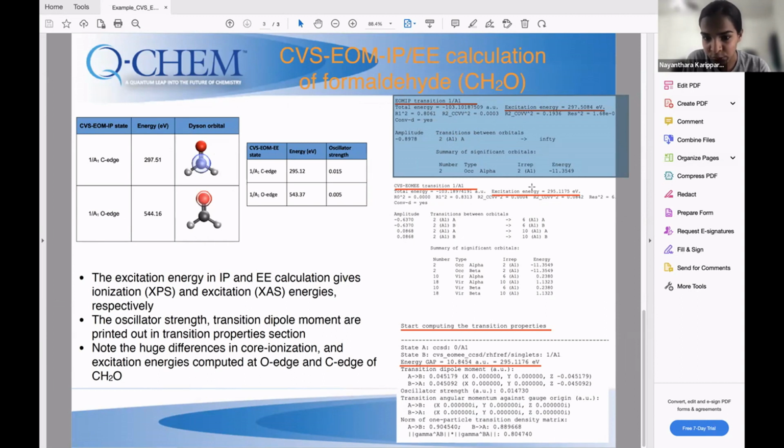And as we had told, in CVS-EOM-EE we can also request the transition properties. Here, what we are looking for is the oscillator strength, which shows how bright the transition is. And you can get the dipole moment as well. The same analysis can be done for CVS-EOM-IP and EE at the oxygen edge as well. One important thing to notice here is, as Professor Krylov had mentioned about core orbitals, that they are very compact and localized, which can be understood from analyzing the energies. So this is basically the analysis of the CVS-EOM-IP and EE calculations.